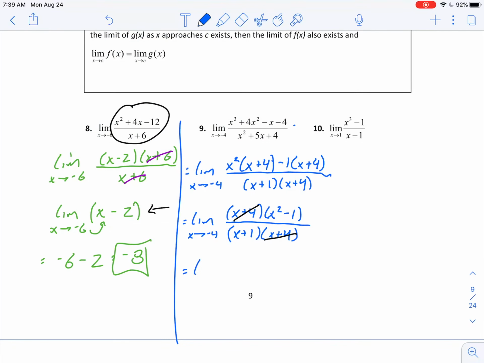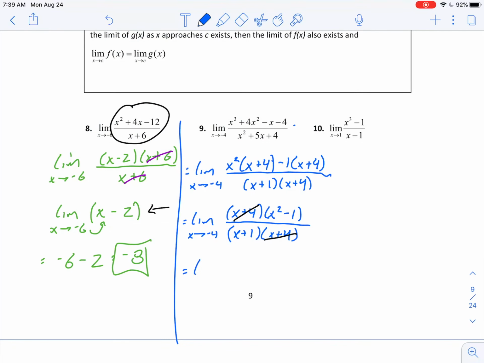What is that? 16 minus 1 over negative 3. And I get negative 5. So, moving on, last example. I should have enough room here. Again, I can see that I'm going to have 1 cubed minus 1, which is 0, over 1 minus 1, which is 0, which is indeterminate.